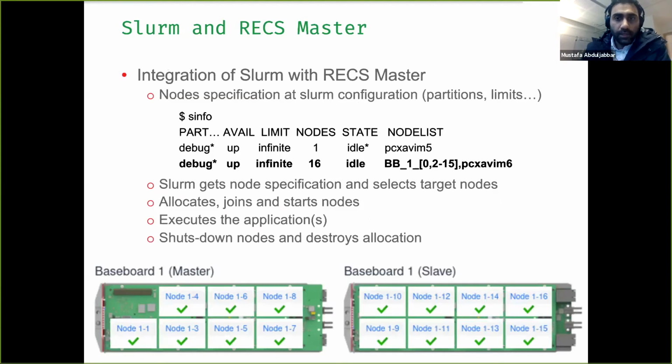Starting from the middleware, we would like to highlight the integration of the popular Slurm cluster management and job scheduling system with the RxMaster, developed as part of the LEGaTO toolchain. In this integration, the Slurm job scheduler is able to perceive the system partitions and limits from the Rexbox server. All of this is possible thanks to the integration with the RxMaster management software. So Slurm gets the node specification and selects the target nodes, of course, and it continues the normal function. As usual, it's able to allocate, join, and start the nodes of the Rex server, execute the application, shut down the nodes, and destroy the allocation.